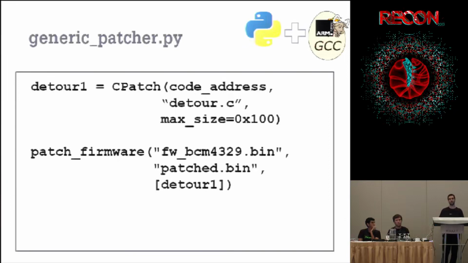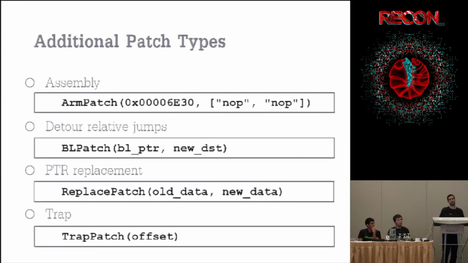This is an example: if you run it, you'll get a new firmware with the new patch inside of it. Among other types of patches, we also implemented simple assembly patches, even fixing a relative jump in some given branch, replacing a function pointer all over the firmware, and last but not least, inserting an invalid opcode that, when the chipset executes it, dumps lots of debug information in the dmesg log.